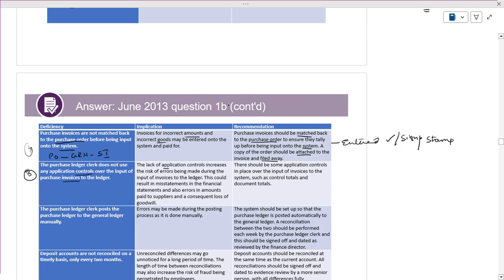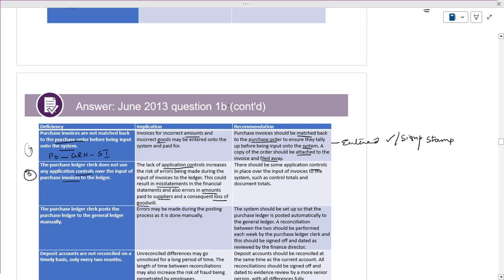There should be application control. You have two types of control: general controls, which are IT controls, and application controls. There are no controls, which increases the risk of errors. This could result in misstatement of financial statements in terms of error in amounts to suppliers and consequent loss of goodwill. When you are inputting, you have to make sure that you have entered it completely correctly. There should be some controls.